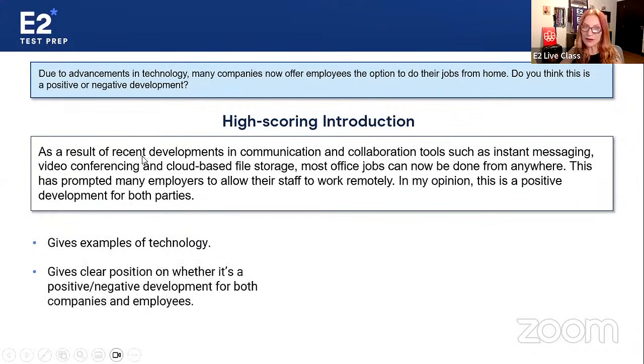So it gives examples of technology. It's not examples to the answer of why it's positive or negative, but addressing already and showing the examiner that you, the writer, you're aware that technology is part of the answer. And of course, your position, if it's positive or negative, right away from the beginning.